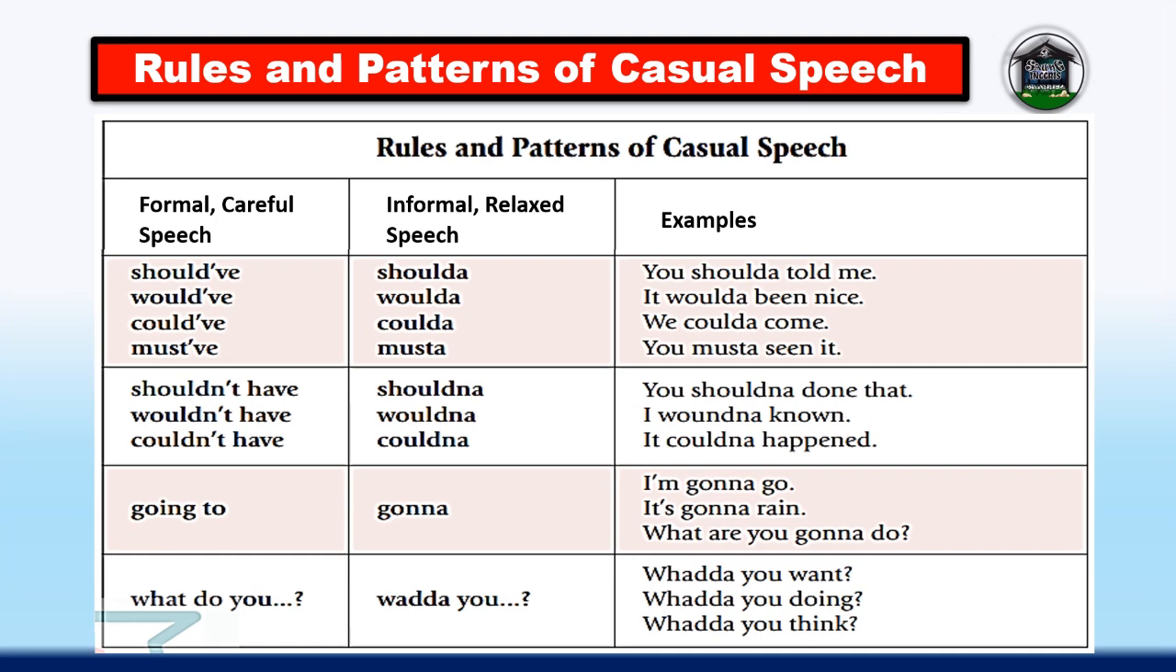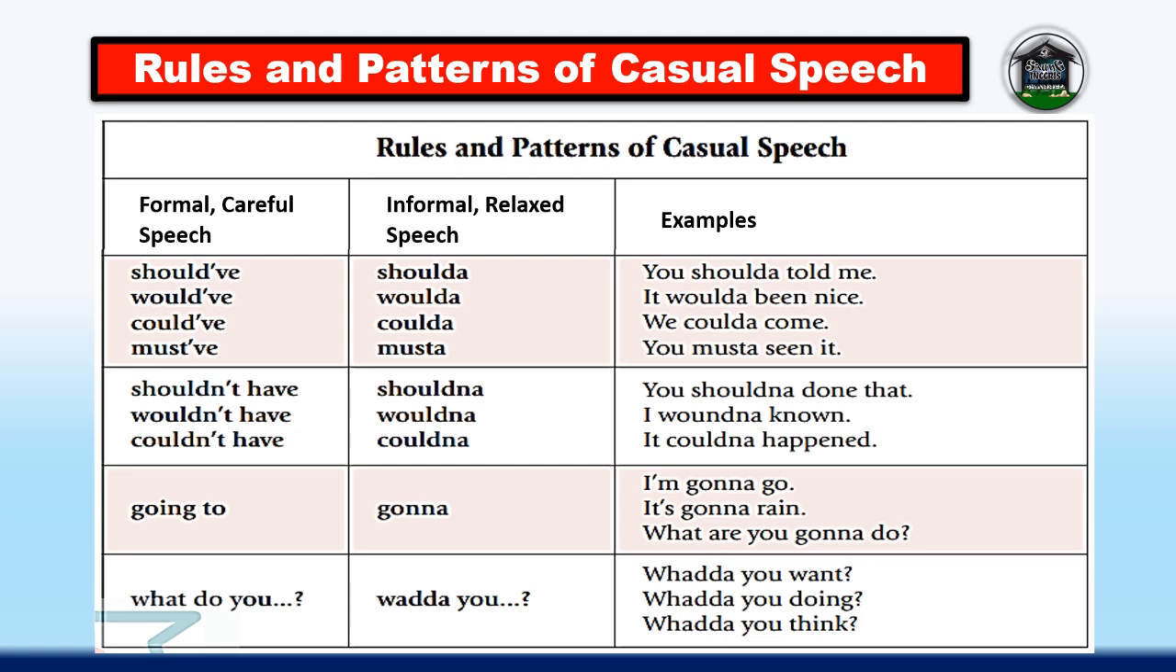Should've, would've, could've, must've. Shoulda, woulda, coulda, musta. You should have told me. It would have been nice. We could have come. You must have seen it. Shouldn't have, wouldn't have, couldn't have. Shouldna, wouldna, couldna. You shouldn't have done that. I wouldn't have known. It couldn't have happened.